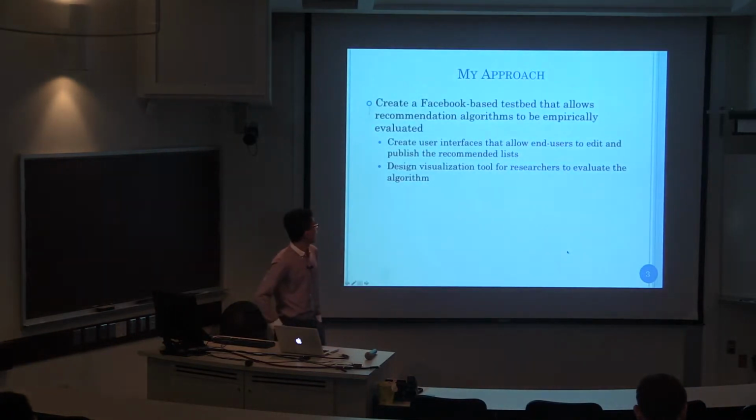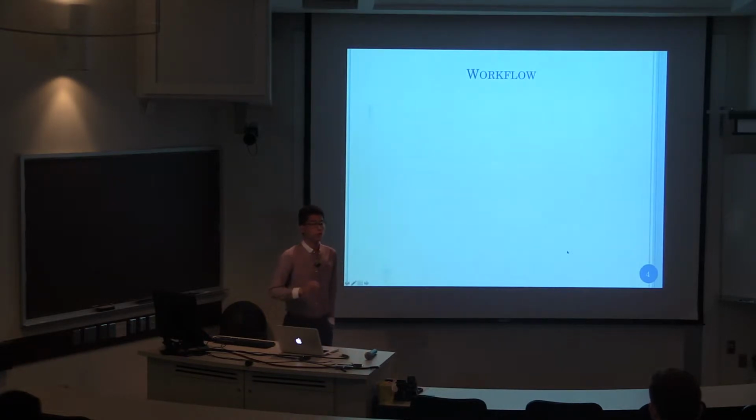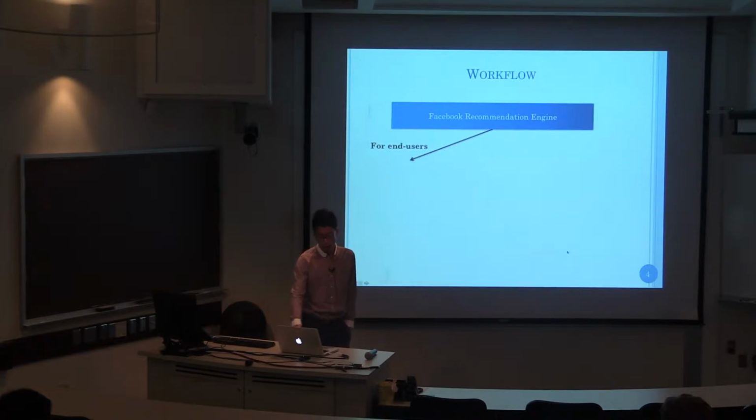So this is my approach. I want to create a Facebook testbed that allows recommendation algorithms to be empirically evaluated. The testbed consists of 3 components, and here is my workflow. The first part of the system is the Facebook recommendation engine that collects users' social graphs and generates the recommendation result. After we get a result, we go to the second part.